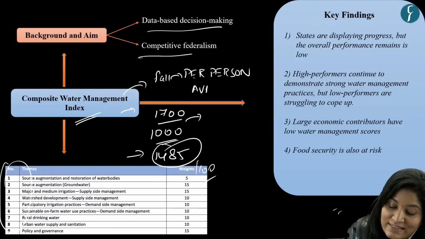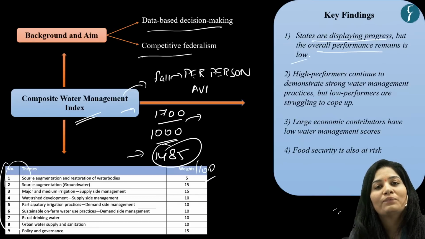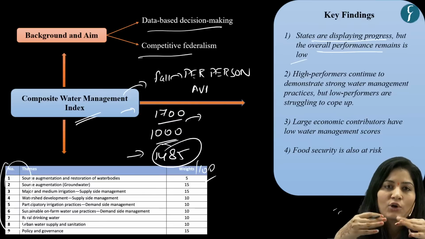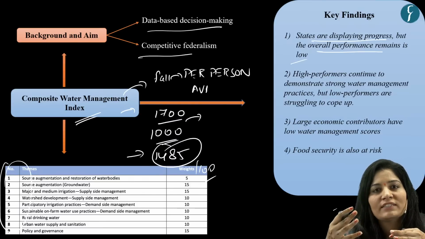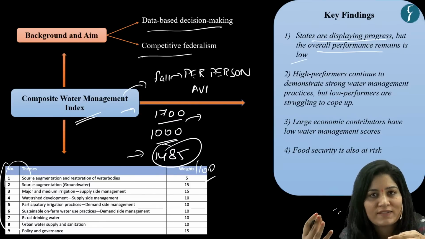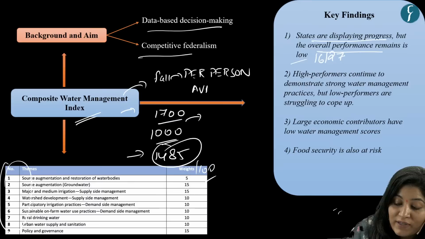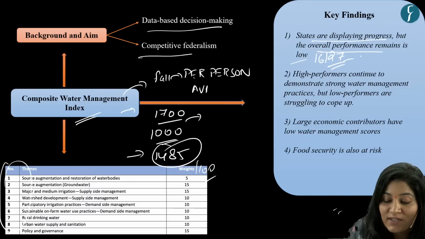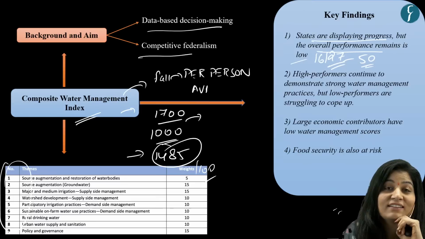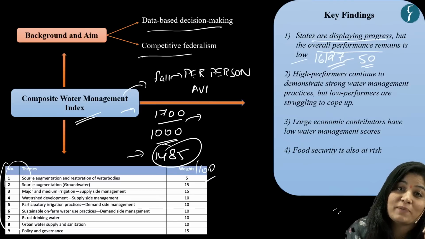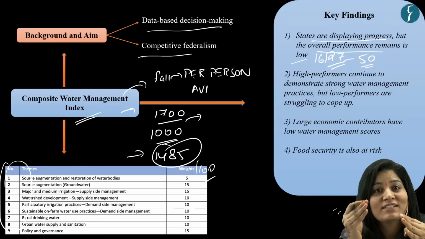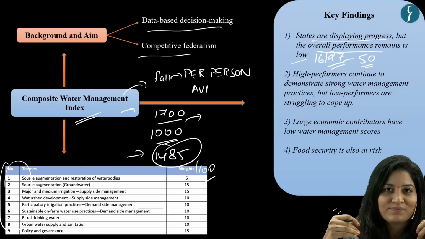The first is: states are displaying progress, but overall performance remains low. See, according to this report, 80% of the states are showing progress. But the catch is that 16 out of 27 states scored less than 50. That means they are low performing states with respect to water management. Still, states are showing progress, but that progress is not sufficient.